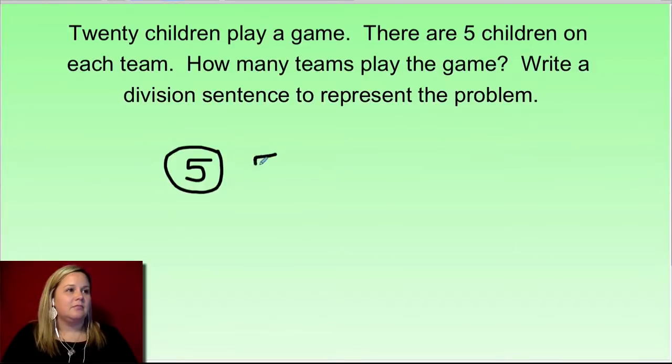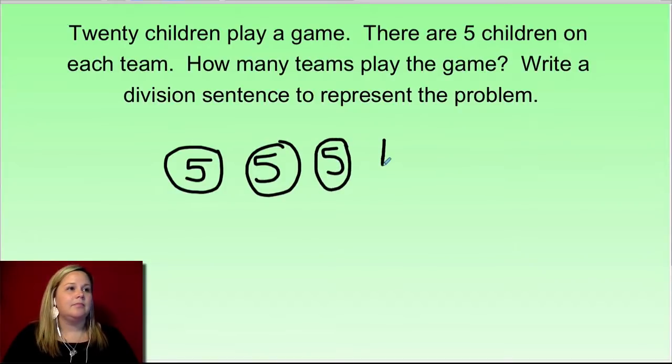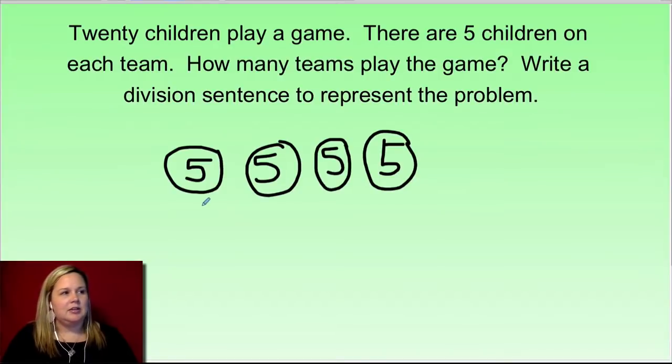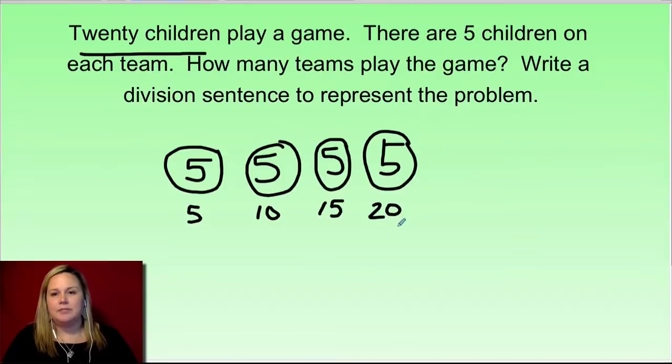So 5, 10, 15, ooh, that's a crazy 5, 20. I can label those down on the bottom so I don't forget. I stopped counting at 20 because that was the total number of children that played in the game, 20 children. So I could go underneath here so I don't forget what I'm doing. 5, 10, 15, and 20.